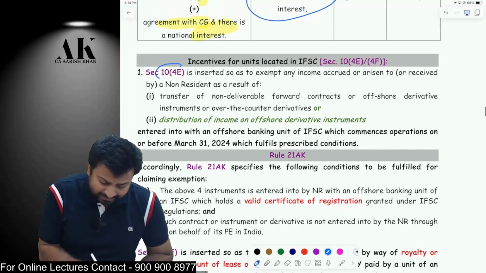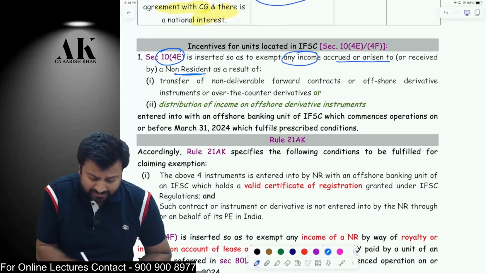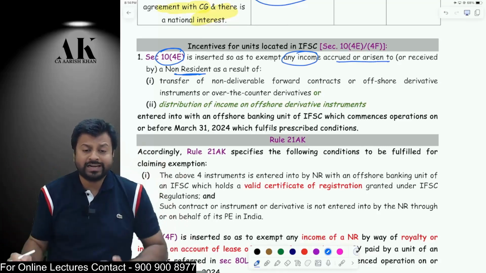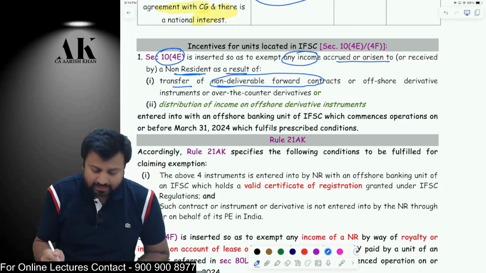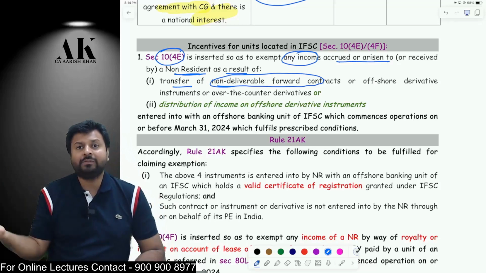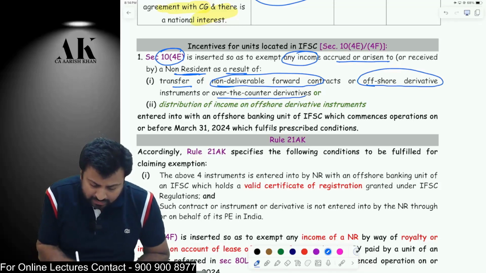Section 10(4)(e). What is it applicable to? Any income which is exempt will be what? Any income accrued or arisen to a non-resident. How is the non-resident earning the income? As a result of transfer of a non-deliverable forward contract. So the non-resident is transferring a non-deliverable forward contract, or he is transferring an offshore derivative or an over-the-counter derivative.